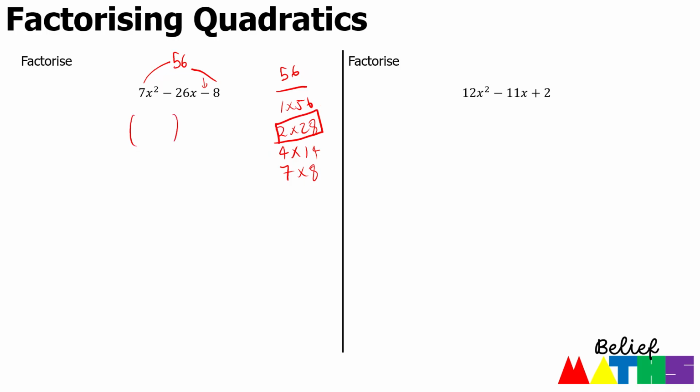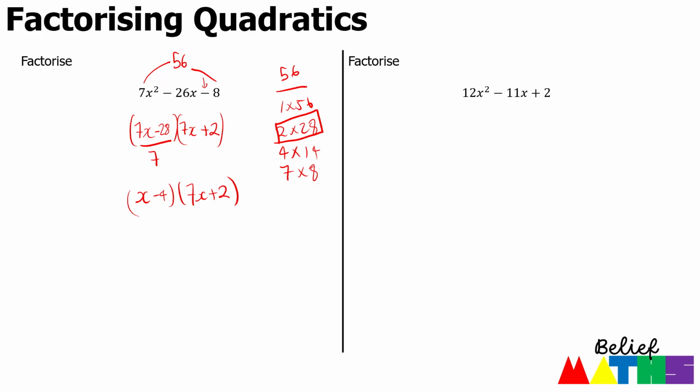So we can open up our double brackets, we're going to put 7x into each of those brackets, and we're going to have minus 28 and plus 2 to give us our minus 26. Then to finish off, we can just divide one of our brackets by 7, which is going to be our first one in this case, and we get x minus 4 and 7x plus 2.